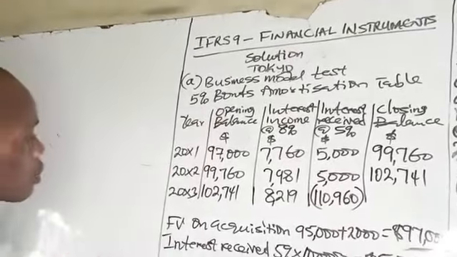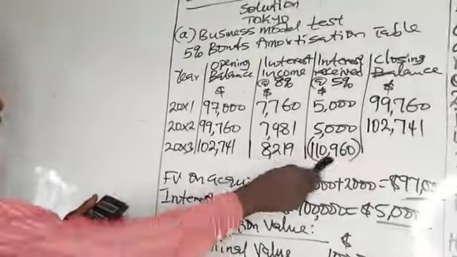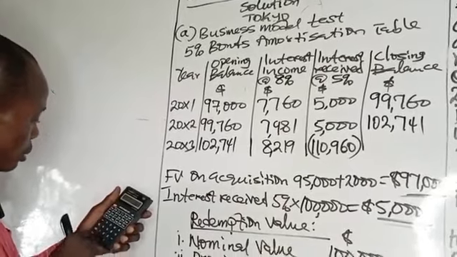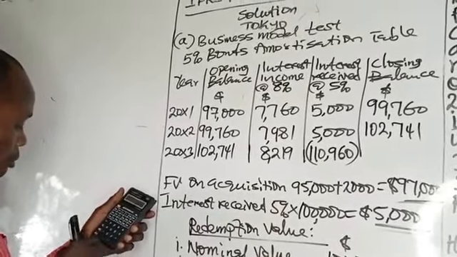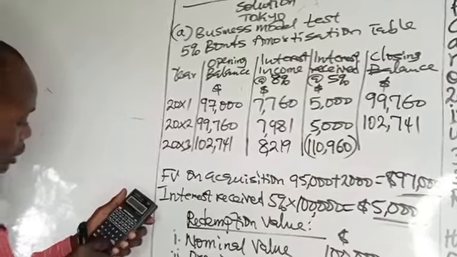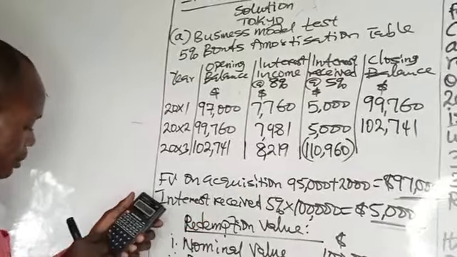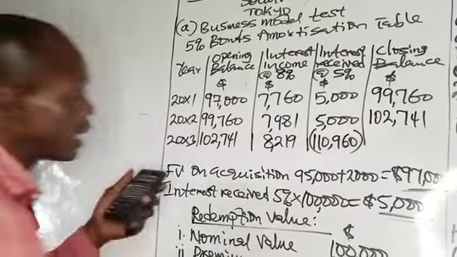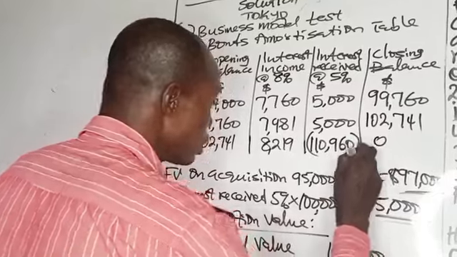So upon redemption, you subtract that amount: opening balance plus this minus this. 102,741 plus 8,219 minus 110,960. So the closing balance is 0. Nothing remains.